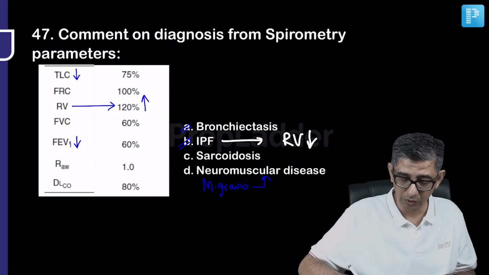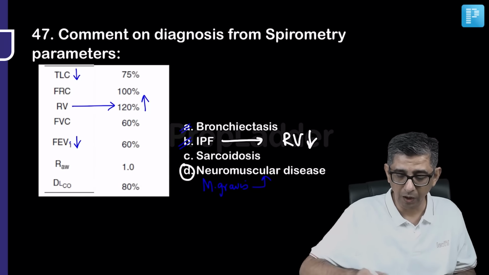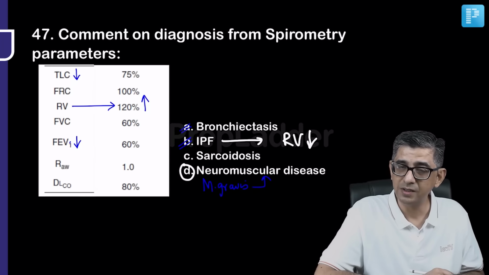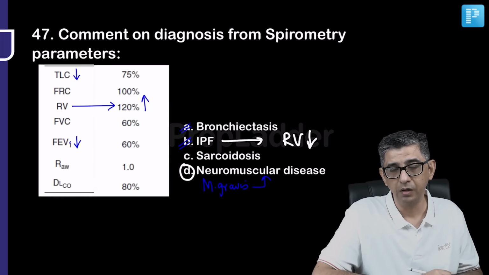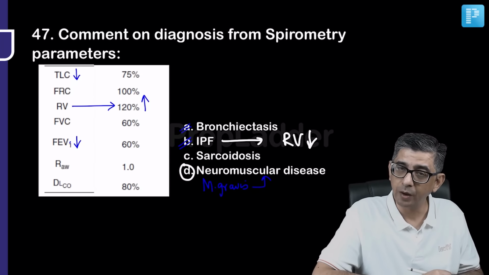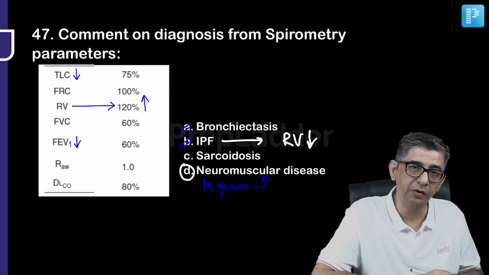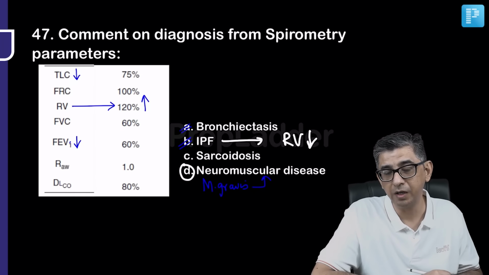The correct answer to this question is option number D. How has sarcoidosis been ruled out? In sarcoidosis, if lymph nodes are pressing on the airway, there is an obstructive pattern. Whereas if there is pulmonary parenchymal involvement and reticular opacity is present, then there is a restrictive pattern.